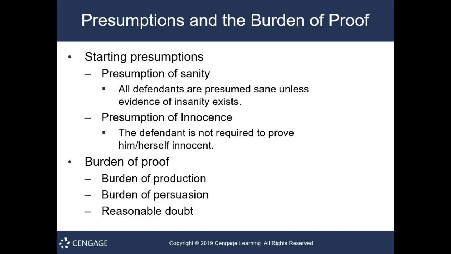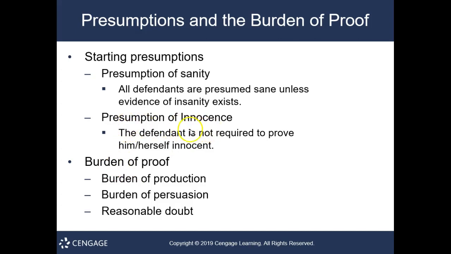The starting presumptions, of course: all defendants are presumed sane unless evidence of insanity exists. That's the first presumption. That means that the prosecution does not have to prove that the person they're prosecuting is sane. That means that there is a burden of proof on the part of the defense to bring up evidence of insanity in order to be able to put that into issue. Okay, so they're presumed to be sane, so the prosecution doesn't have to prove sanity.